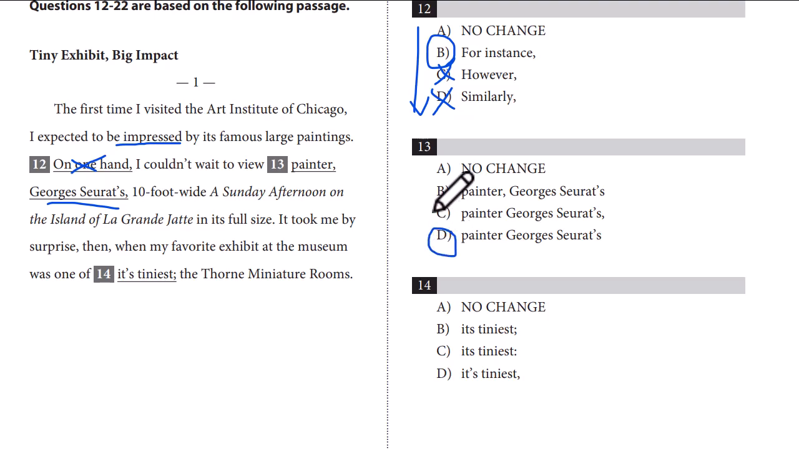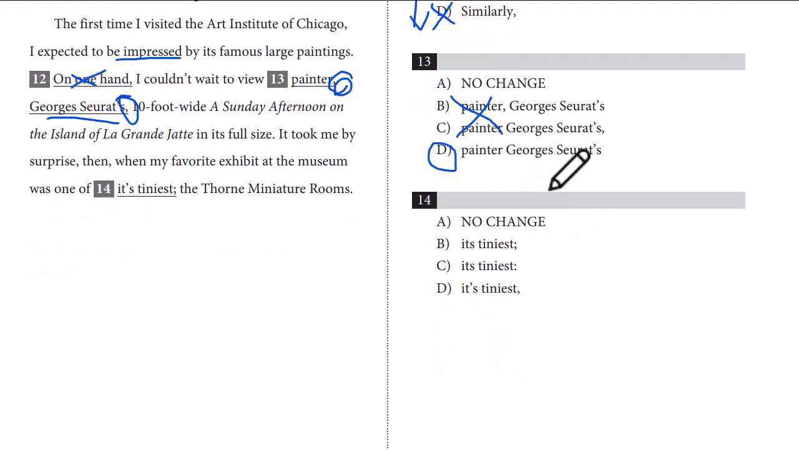There are only two choices for these appositives. It's either commas on both sides of the appositive, at the beginning of the name and at the end of the name, like in choice A, or no commas at all. B and C are always wrong because I'm not going to have commas on one side and not the other.